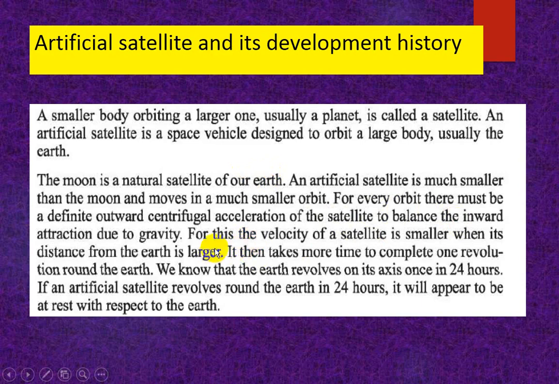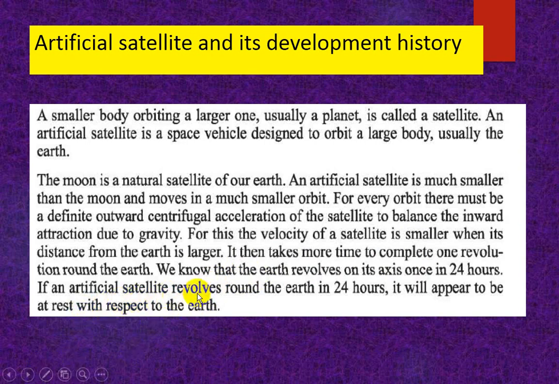For every orbit, the velocity of the satellite is smaller at a larger distance. Look, this is the Earth and here is one satellite. The satellite at a large distance from the Earth has smaller velocity. The satellite near the Earth has more velocity, because it must overcome the gravitational force of Earth. For this reason, satellites near the Earth have more velocity.